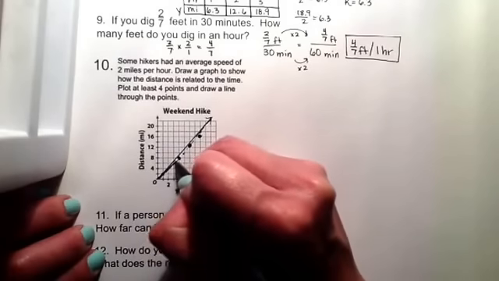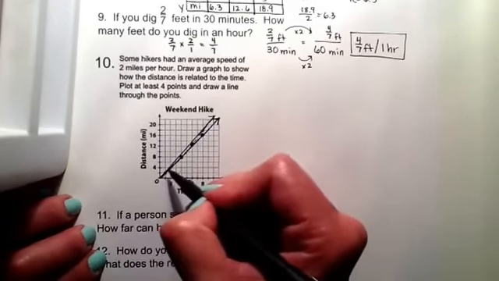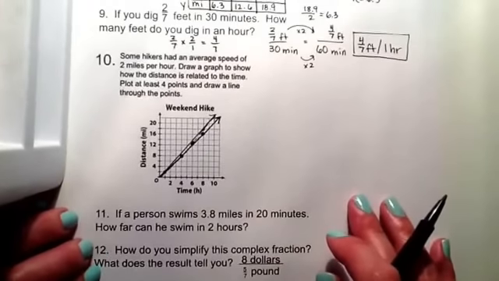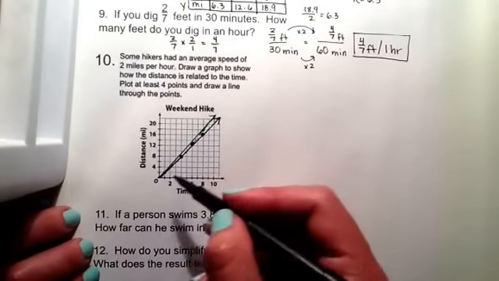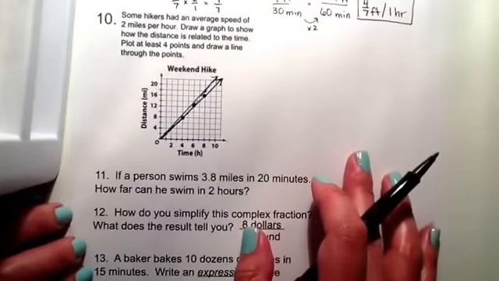Okay, so when you draw your line, I should have drawn it this way. So it's not the green one, it's the black one. And that's all you would have to do there. So you're plotting your points, you're drawing your line, and that's all you have to do.